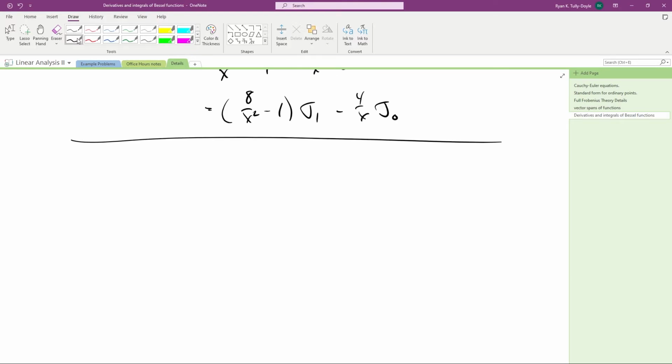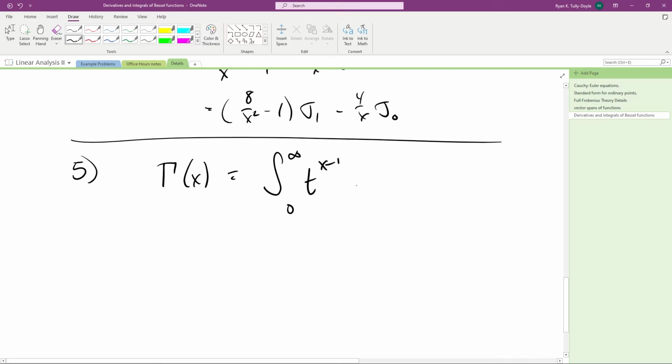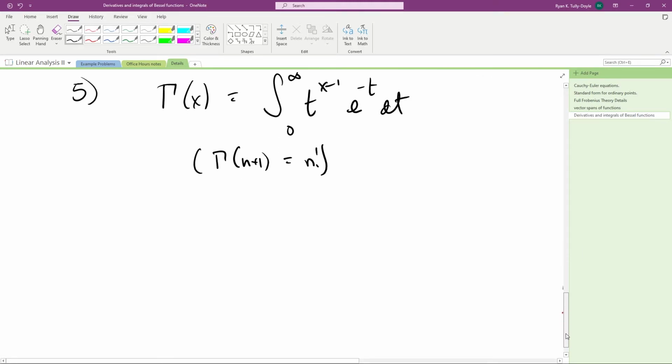Another kind of exercise I'm interested in looking at is the gamma function. Remember that the gamma function of x is supposed to be equal to the integral from 0 to infinity of t to the x minus 1 e to the minus t dt. This was the function that produced the factorials. In particular, gamma of n plus 1 is equal to n factorial. That's what the gamma function does, it extends the factorials to non-integer numbers.